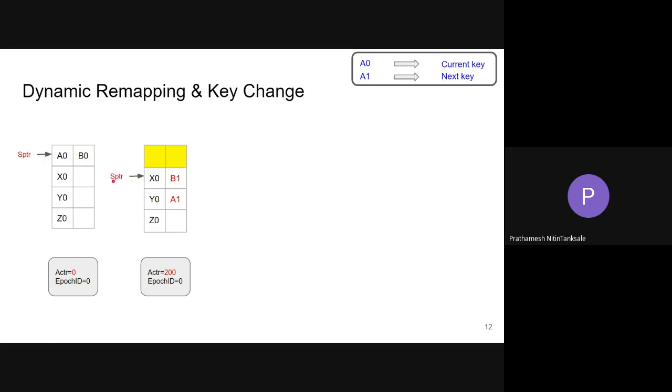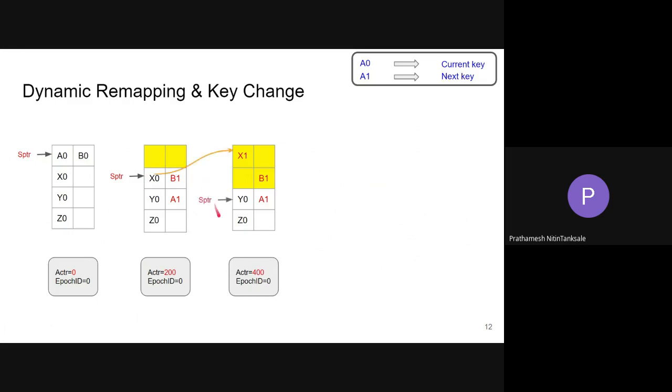Now the set pointer comes down to the next set. What is the status? A and B have been moved, right? Now let's say the counter value is 400, which means 200 more sets have been accessed. What will be the situation? This needs to be remapped. The blocks in this particular set need to be remapped, right?